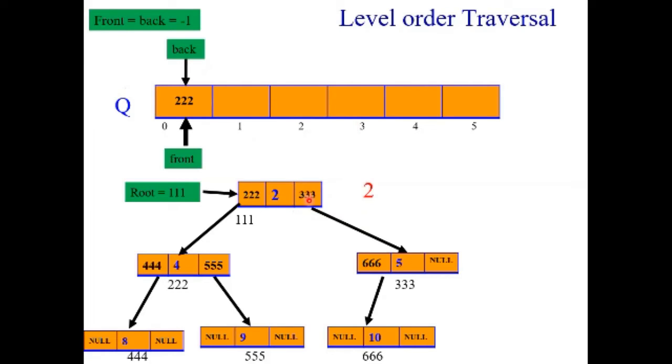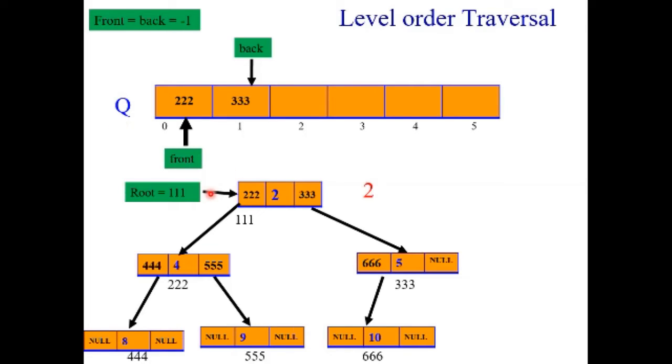If so, push the address of this at the back of the queue. What is the back of the queue? First increment the back, then insert the element. Push the address of the right child into this queue. Now we are done with this node. After pushing the left child address, next we push the right child address. So next we do the front operation.